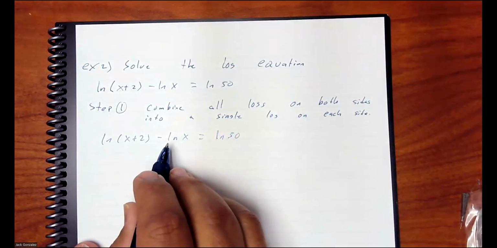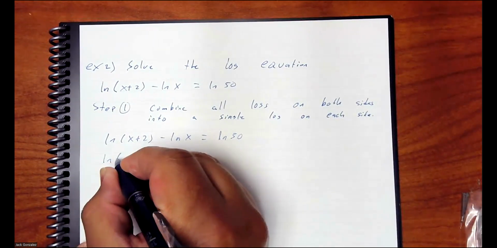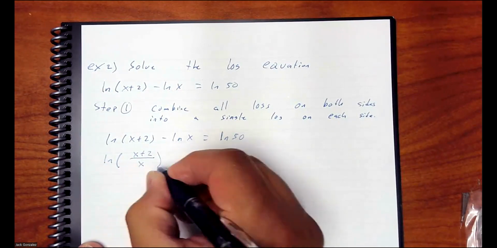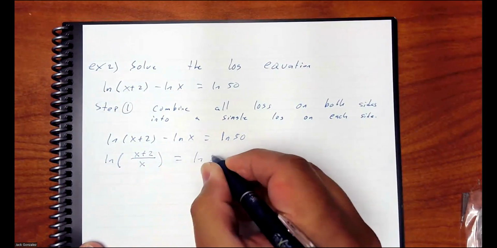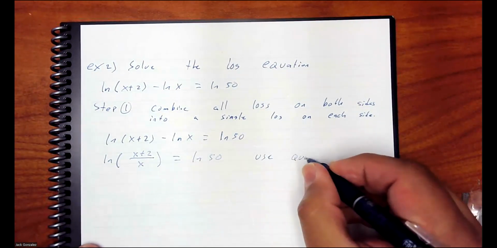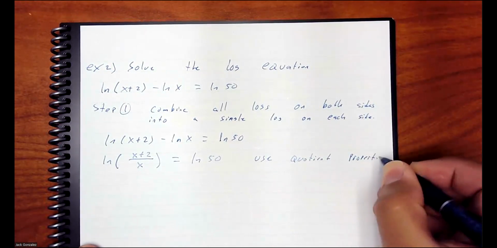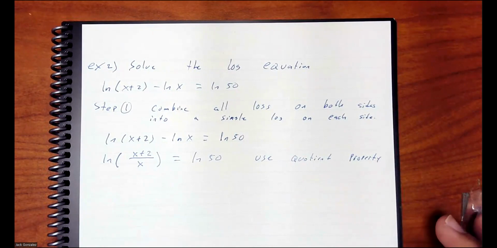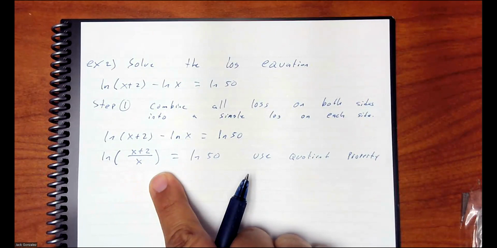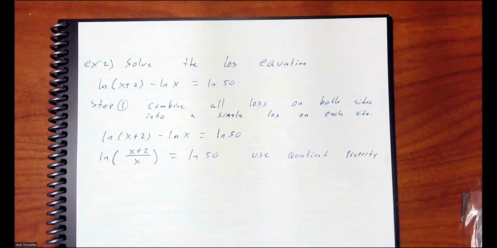So we have a minus, so we're gonna get ln of (x plus 2) divided by x because of the quotient property. So if you subtract logs, they turn into quotients. If you add them, they turn into products. Okay. There's a bunch of these properties.